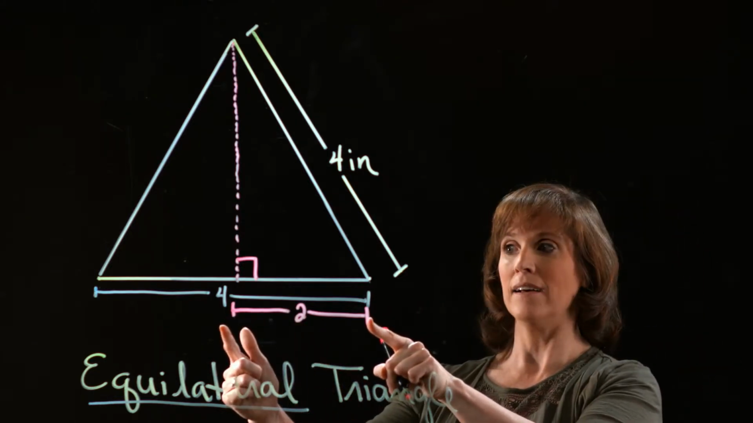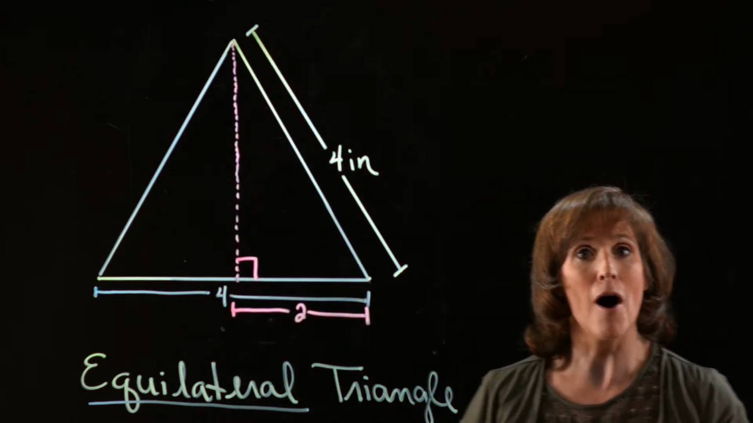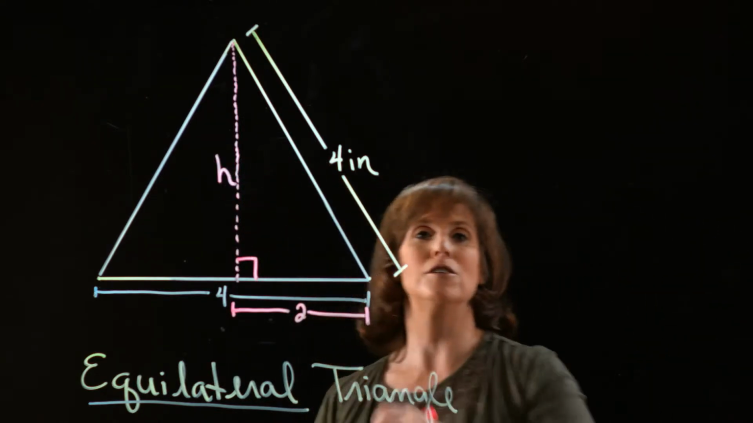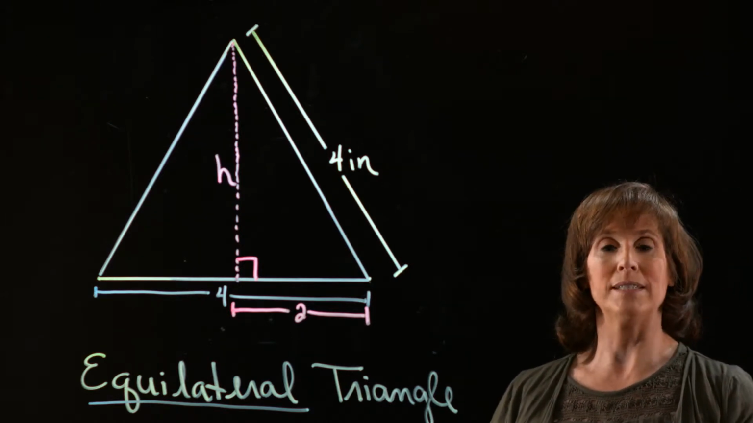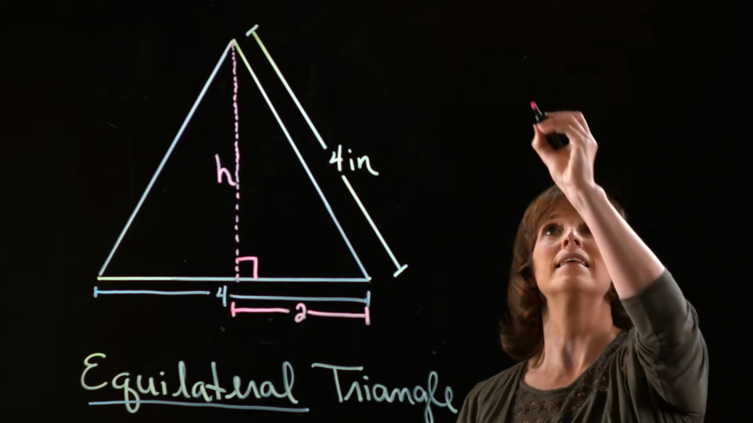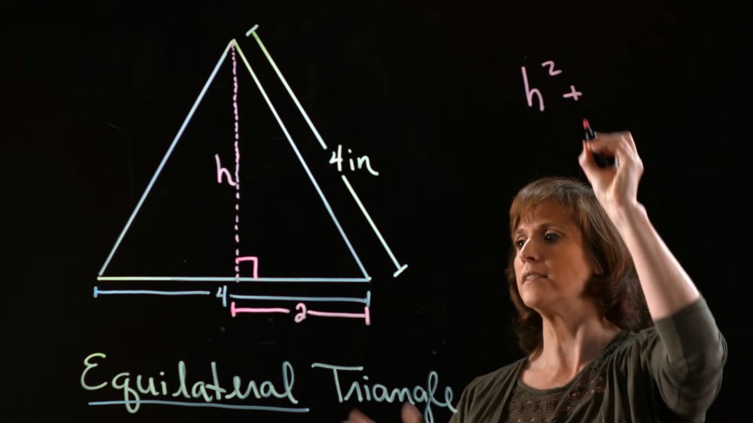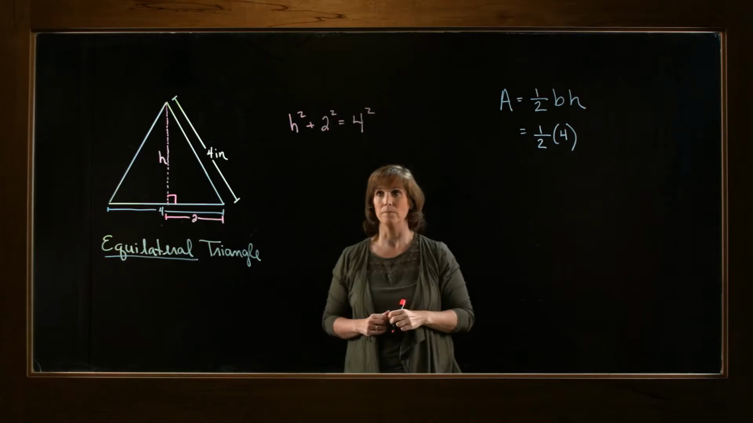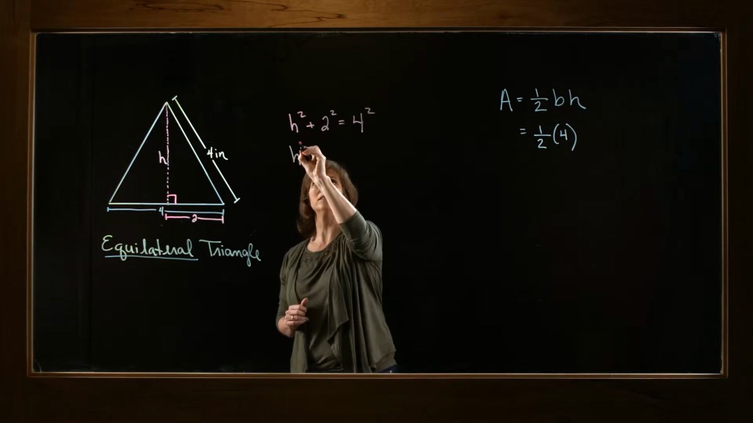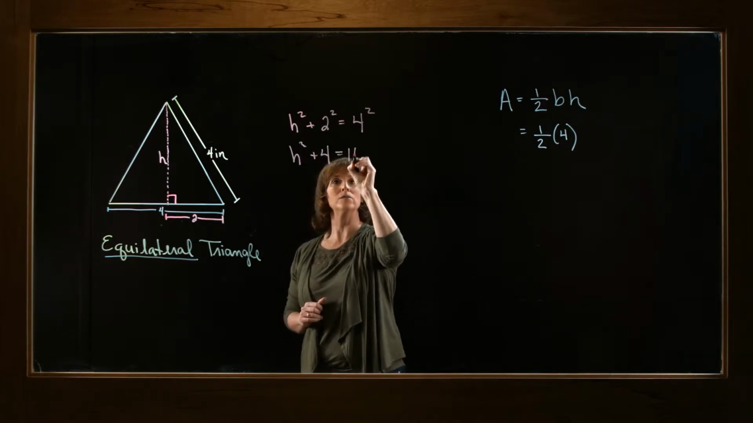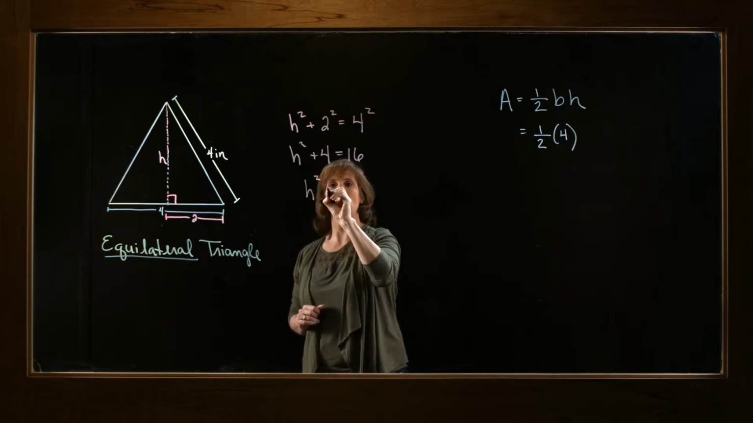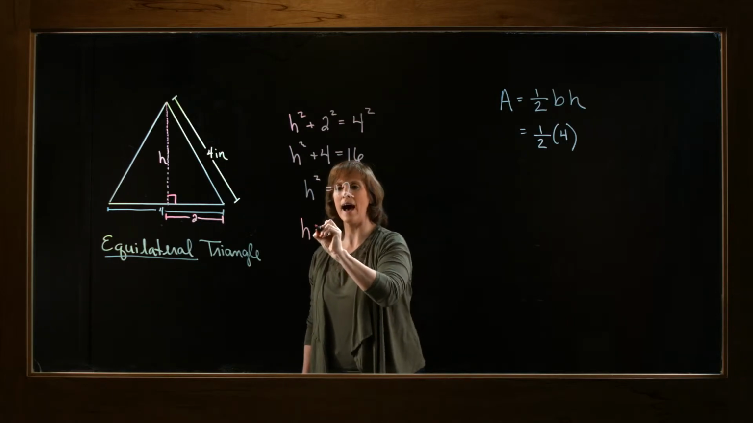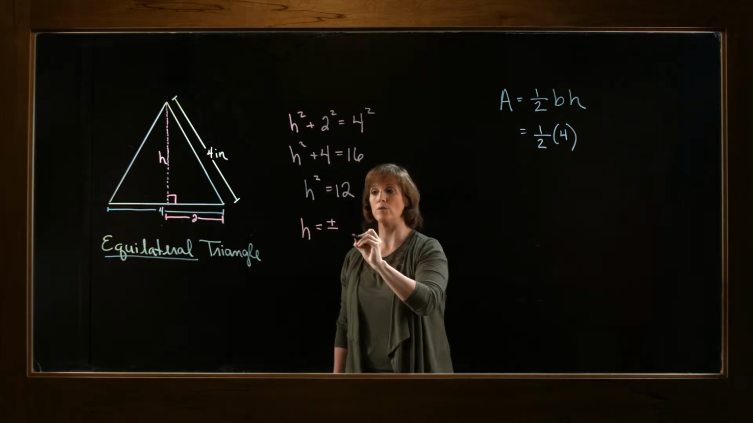So one side of that right triangle is going to be 2 inches. I know the side of this leg, I know the side of my hypotenuse, so I can use the Pythagorean theorem to calculate my altitude, which will be the height. So what does the Pythagorean theorem tell me? Well, it tells me that the height squared plus 2 squared is going to equal 4 squared. All right, so that tells me that the height squared plus 4 equals 16, or that the height squared equals 12. And now, taking the square root of both sides, I know that the height is plus or minus the square root of 12.